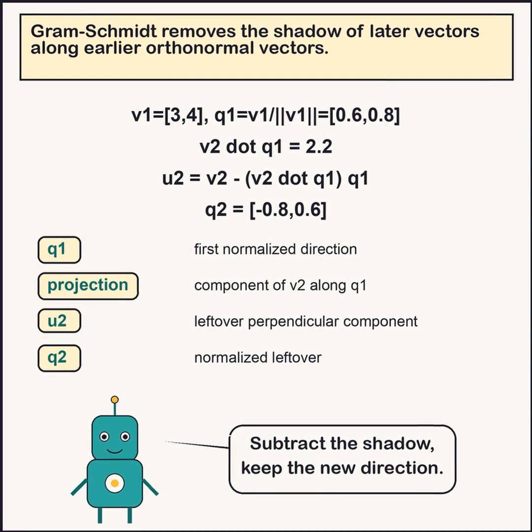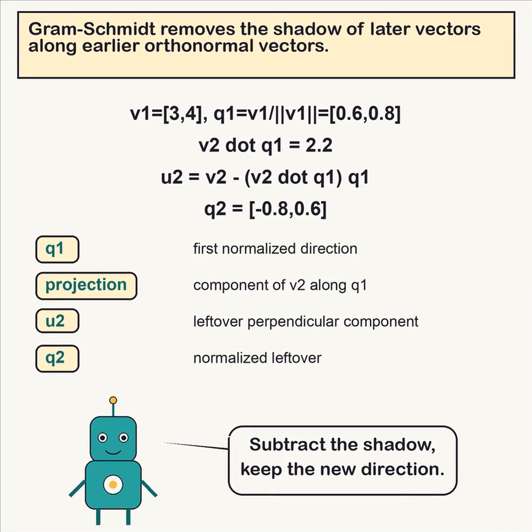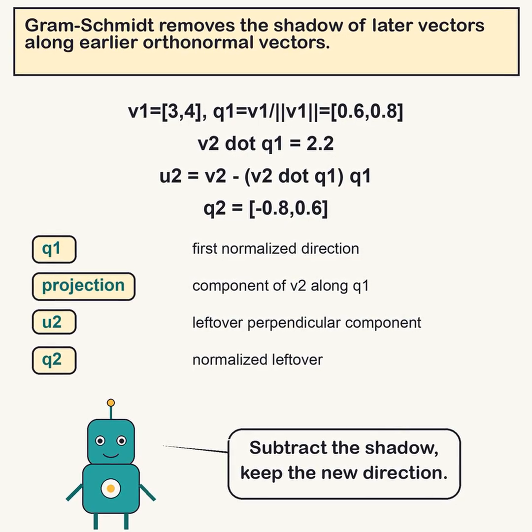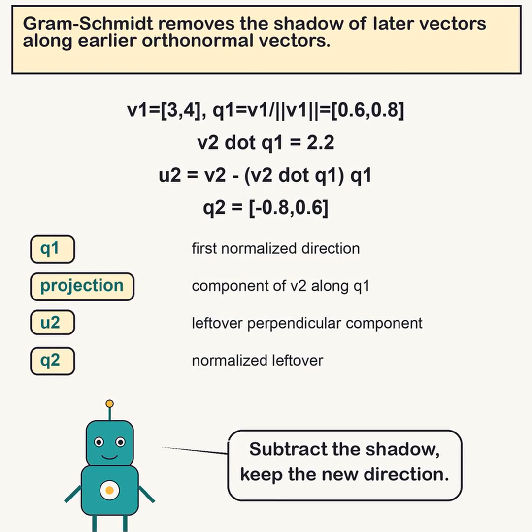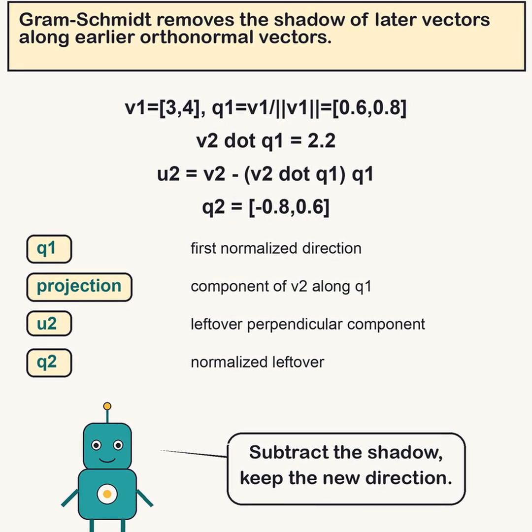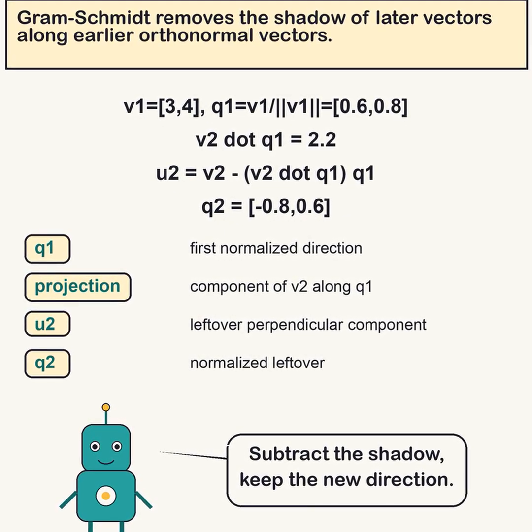For the second vector, it subtracts the projection along Q1, leaving a perpendicular component, then normalizes it into Q2. Real-world analogy: Gram-Schmidt is like arranging spotlights so each beam covers new ground instead of shining on the same patch.